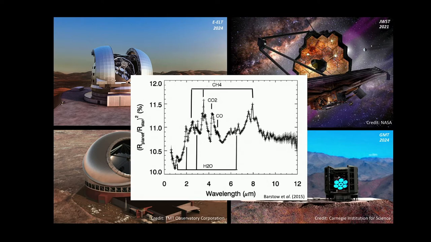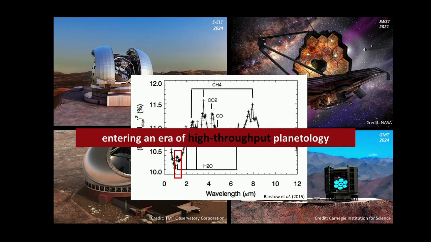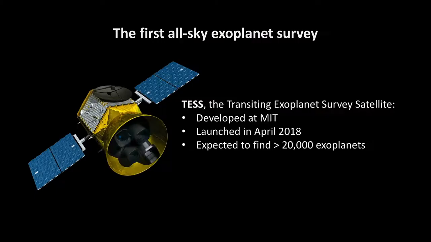So we're really entering a whole new realm in terms of planetology, what we could consider as high-throughput planetology, new dimensionality, new space. So that's what we want to focus on. What kind of space are we going to be dealing with, and how are we going to assess the topology of this space? We have TESS, which was launched last April and is expected to find about 20,000 exoplanets, so 7 times more than what we have so far.